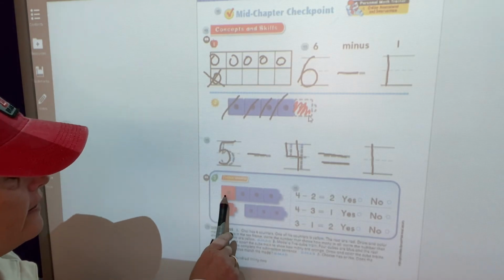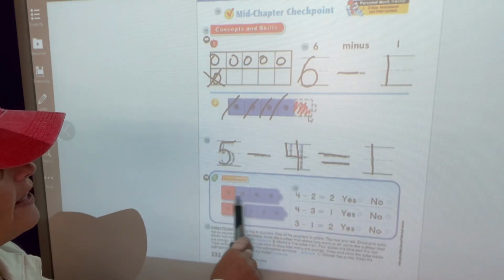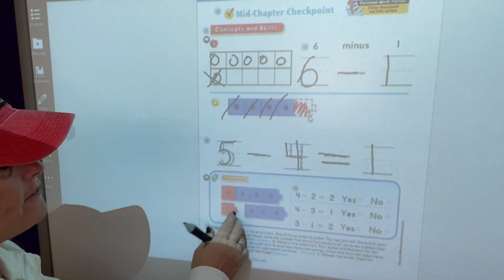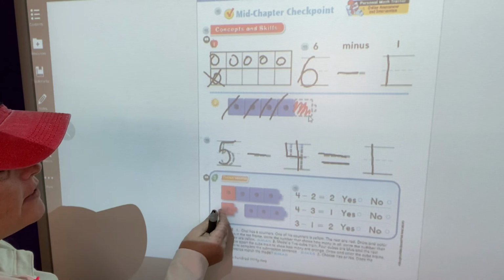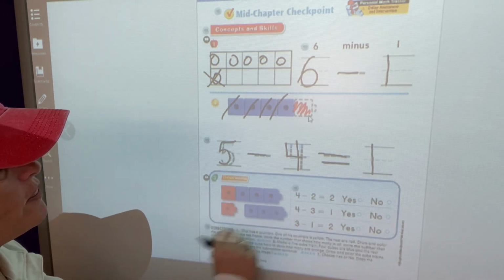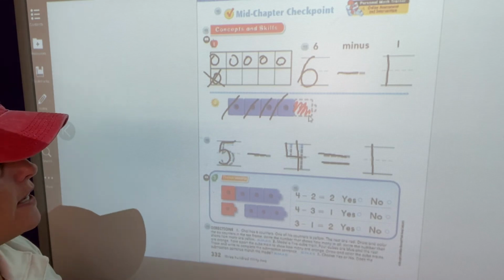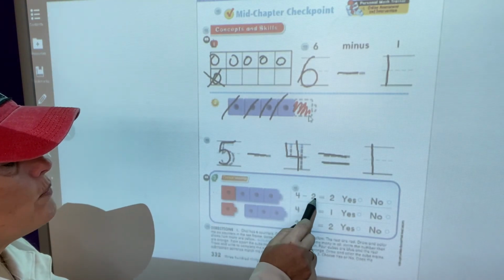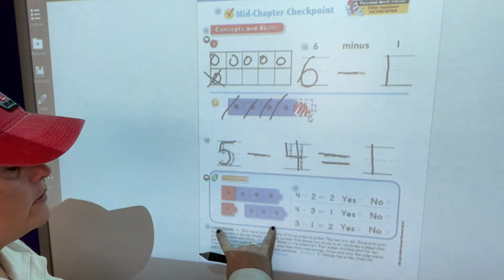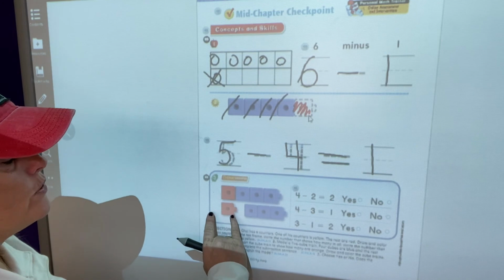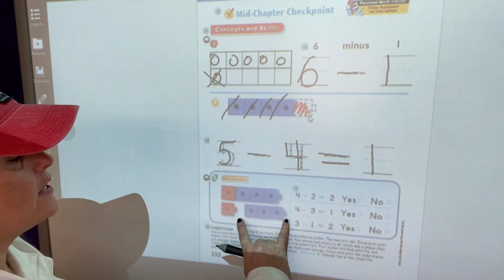So let's look here. How many cubes do we have all together? 1, 2, 3, 4. Okay, and then what they've done is they pulled the red one apart. So now you have 4, we could take away 1 or we could take away 3. So let's find out. Does this show 4 take away 2 equals 2? Is it taking away 2 on either side? No, it's only taking away 1 or taking away 3.